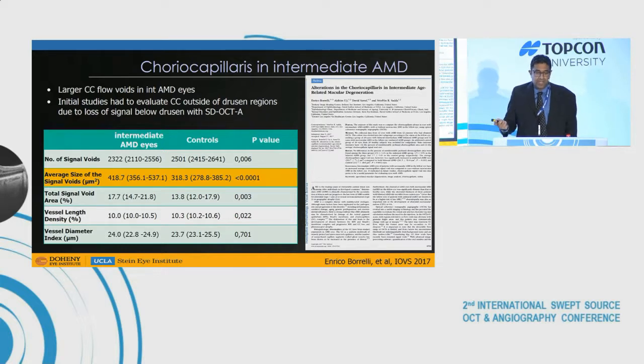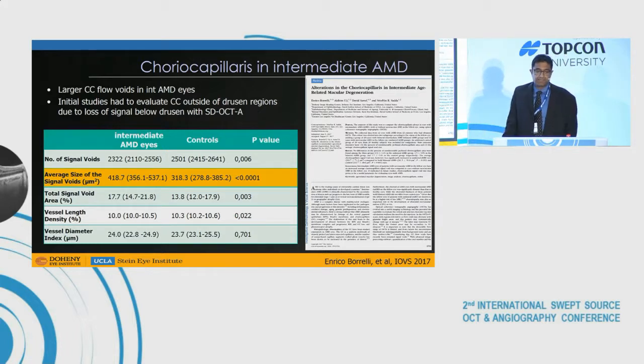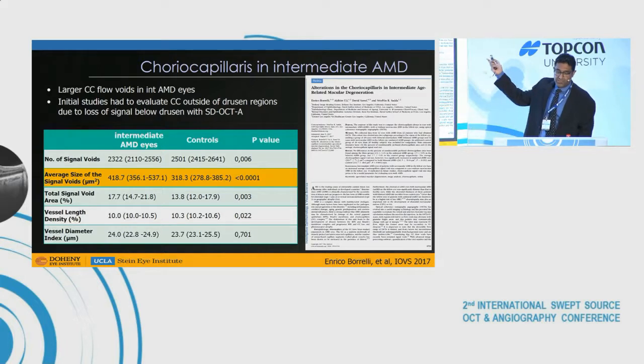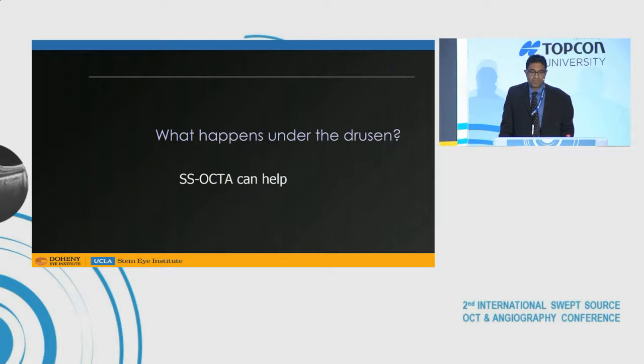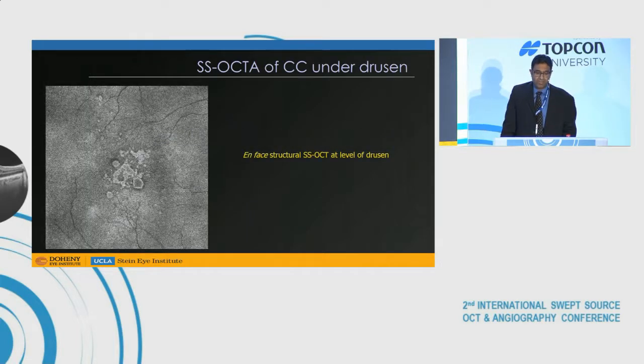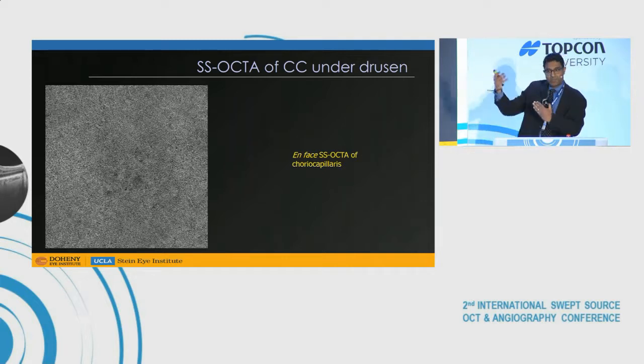Enrico Borrelli, my fellow from Milano, had shown that choriocapillaris flow voids in intermediate AMD eyes were larger. The limitation of this paper that was published in IOVS is that, because of the loss of signal with spectral-domain OCT, we had to look at the choriocapillaris around the drusen, not directly below the drusen. We still saw this increase in the flow void. So this is where I think swept-source OCT can help us, because we actually get very good imaging of the choriocapillaris even when it's behind these thick drusen.